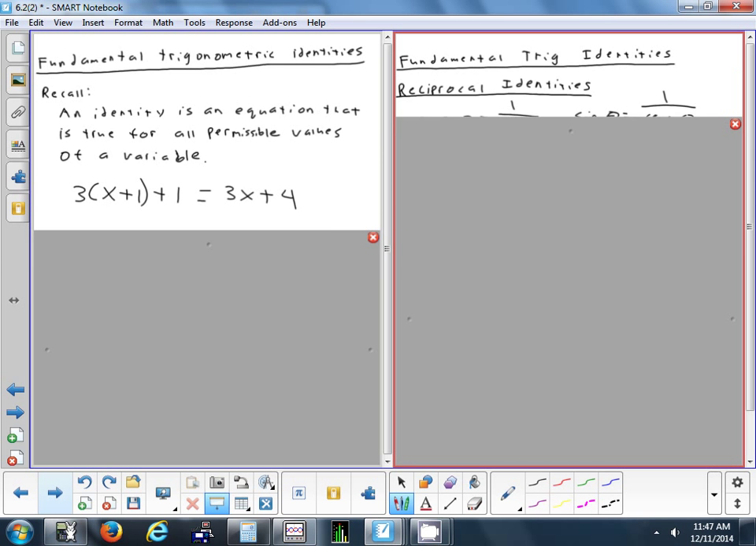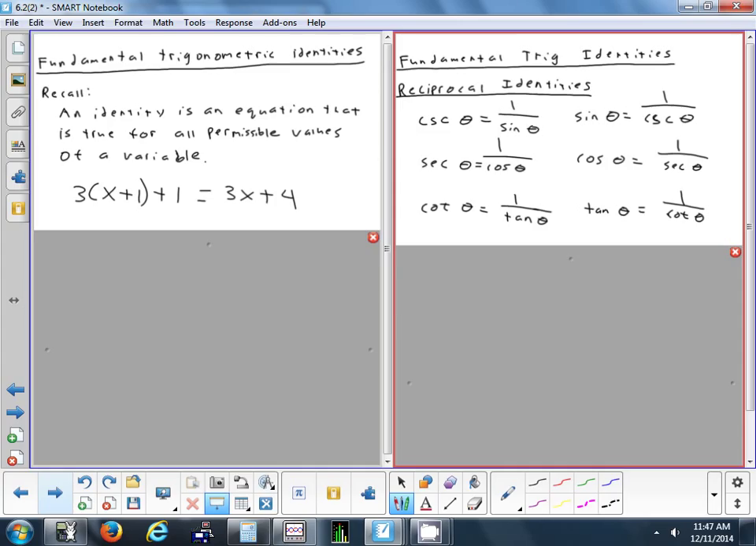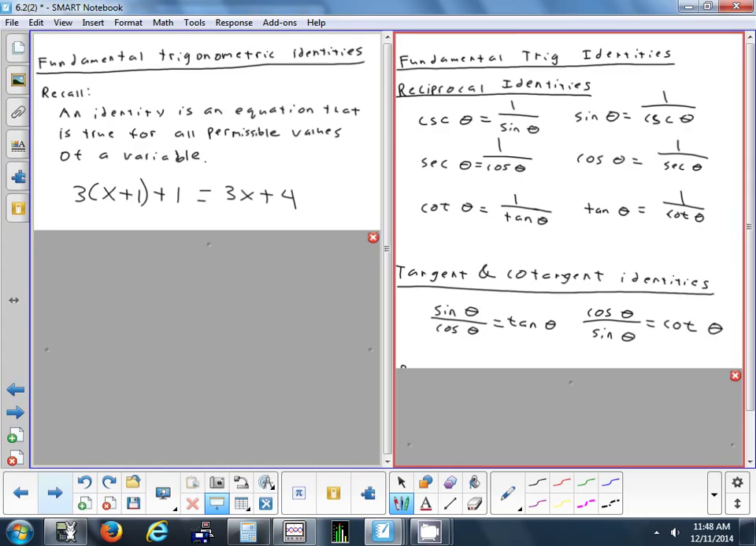You already have these 6. Those are the reciprocal identities. The next 2 are called the tangent and cotangent identities, and we've already seen them. We talked about them a little earlier.